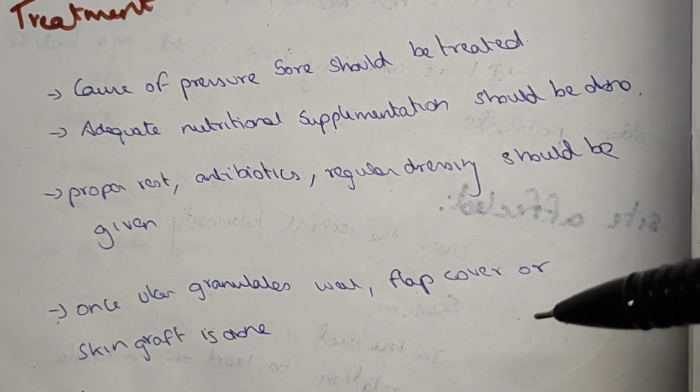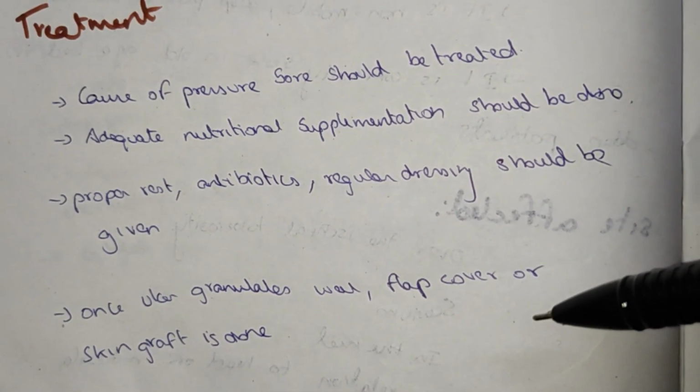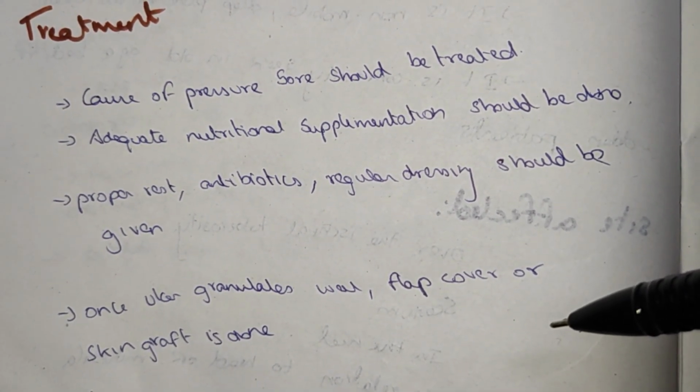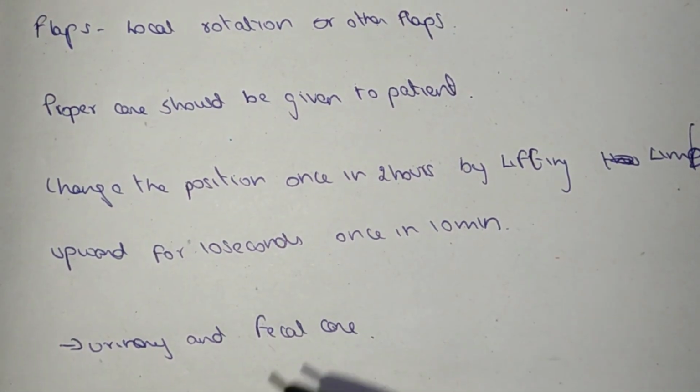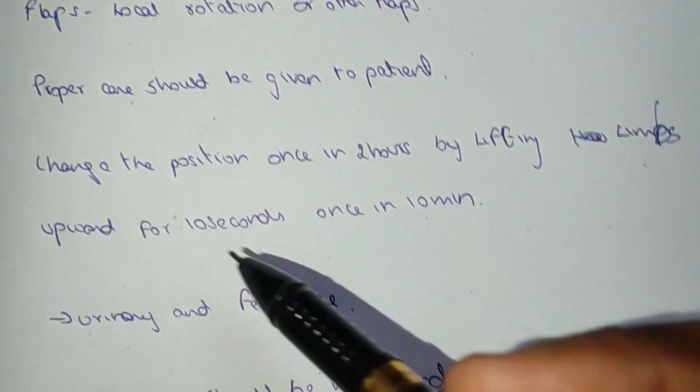Once the ulcer gets granulated, a flap cover and skin graft should be placed over it. Local rotation flaps and other flaps should be given. Proper care should be given to the patient.